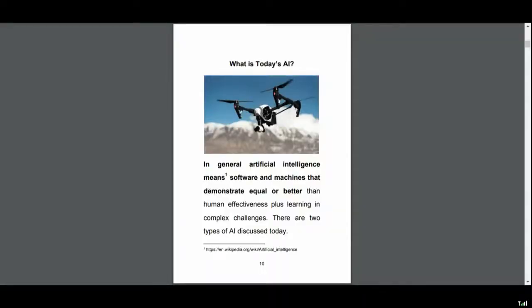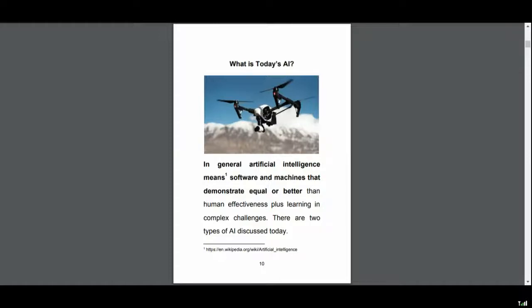So that's on the screen now, and I'm just going to dive into a quick introduction to today's AI, what it means essentially, just to make sure we're all on the same page with that. Okay, so what is today's AI? In general, artificial intelligence means when software and machines are able to demonstrate equal or better than human effectiveness and learning in complex challenges. There are a few definitions out there, a lot of confusion, a lot of misuse of the term artificial intelligence, but looking at what the real experts say, that seems to be a definition that makes the most sense.